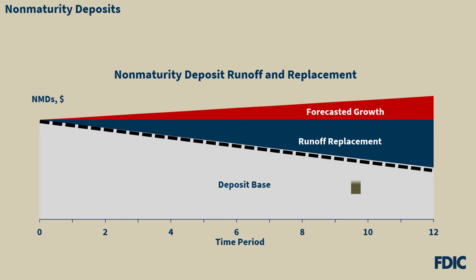This runoff is depicted by the black dotted line. In economic value of equity, or EVE models, which are point-in-time measurements, the primary challenge is estimating this deposit runoff. Alternatively, in an income simulation model, no growth or static scenarios typically assume that the runoff is replaced to maintain deposit balances. This is depicted in the blue section of the chart. Dynamic simulations may include growth beyond what is needed to replace runoff and is represented by the red portion of the chart.